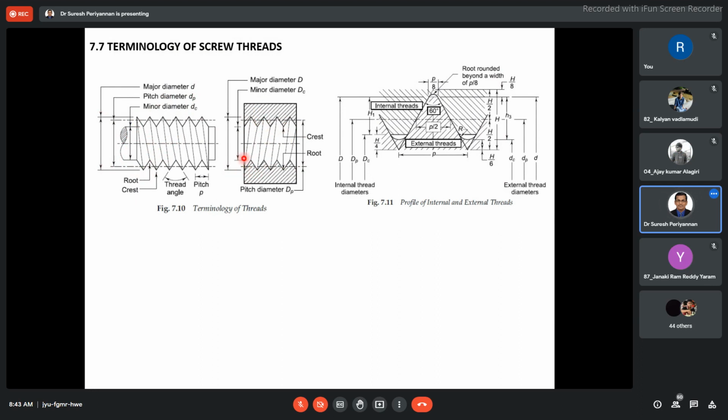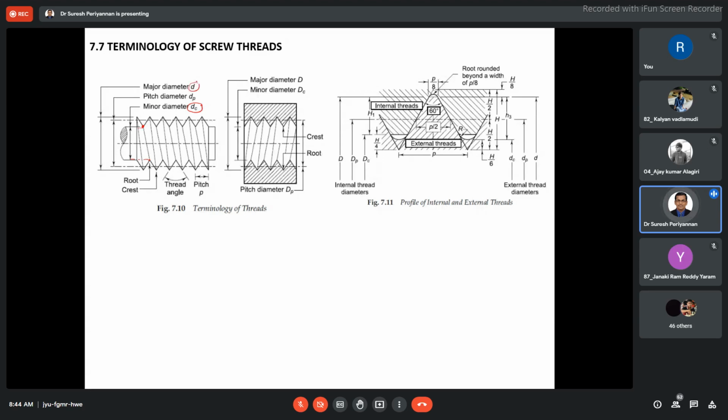Capital D. See here, the root is sitting here. Minor diameter, for example, just take it, this is the minor diameter. Where is it sitting? This is the root. Minor diameter is nothing but DC, root to root in an external thread. Crest to crest is the major diameter.